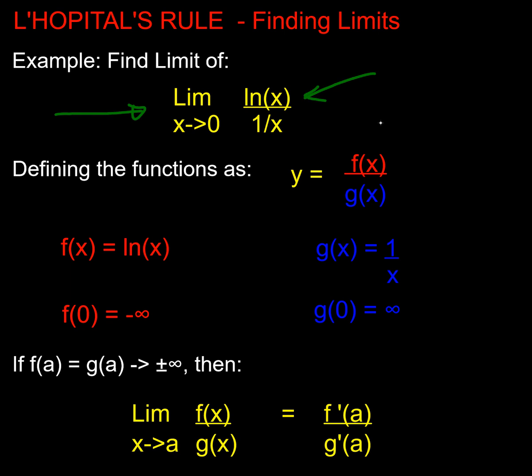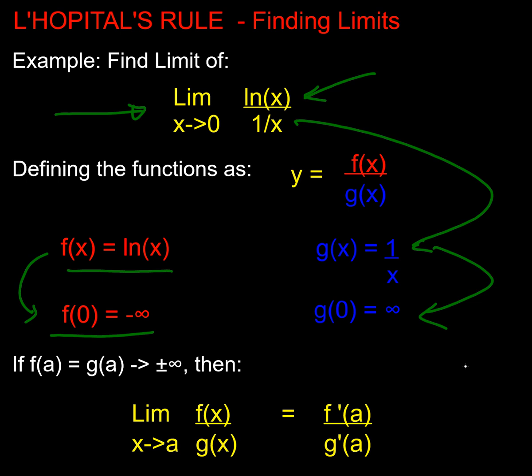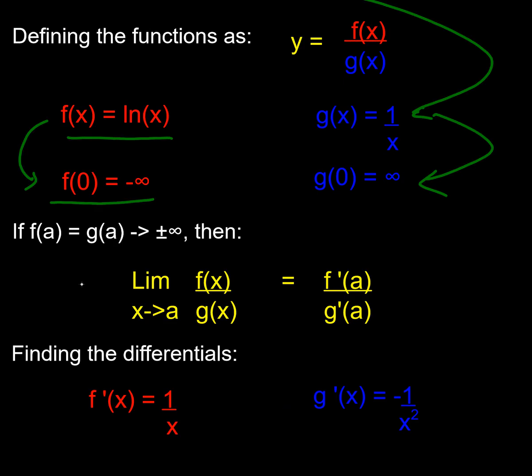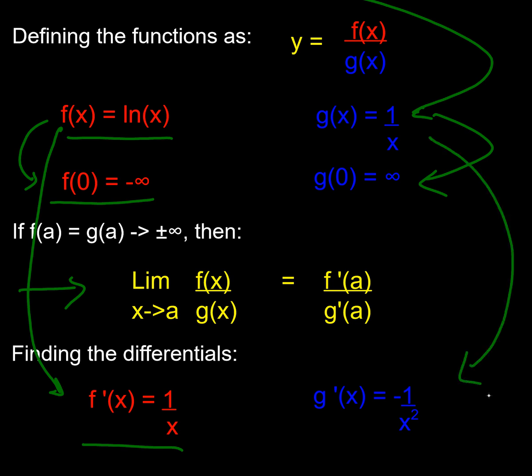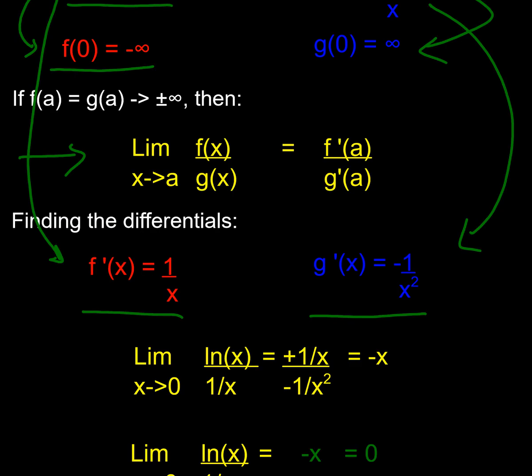So I've got f of x here is ln of x, and if I just put x equals 0 in, I can verify that f of x is negative infinity. The denominator is 1 over x. If I put x equals 0 in there, I get positive infinity. That means I can use the L'Hopital rule. So what do I need? I need to differentiate these functions. Well, the top function, ln of x, the differential is 1 over x. The differential of g of x, which is 1 over x, is negative 1 over x squared, isn't it?